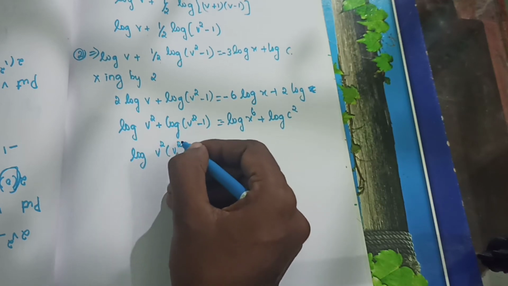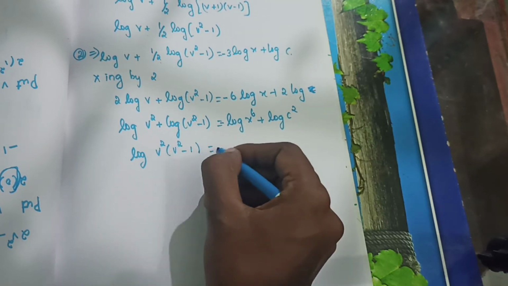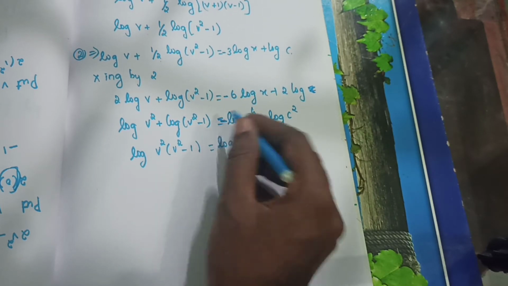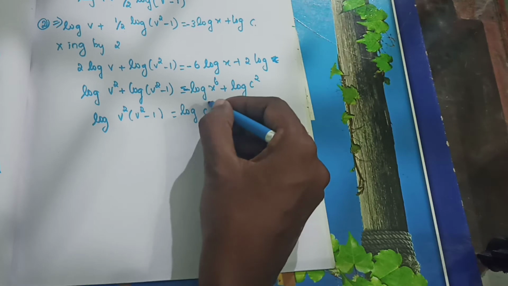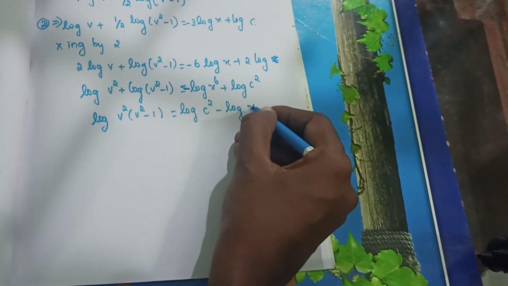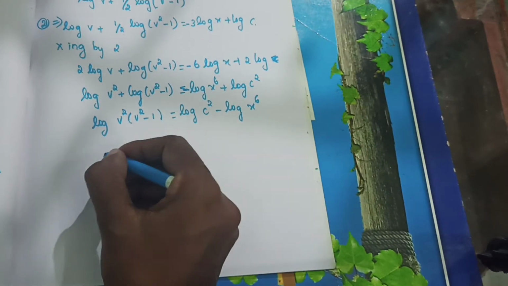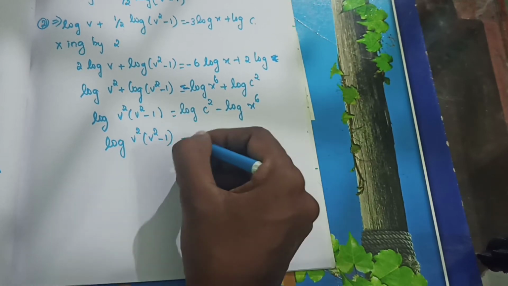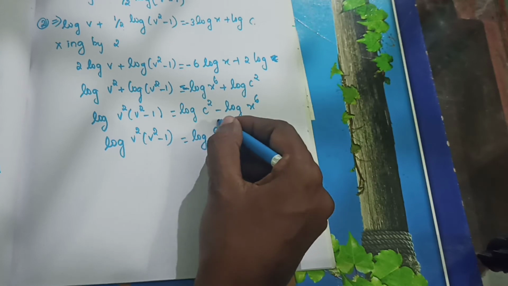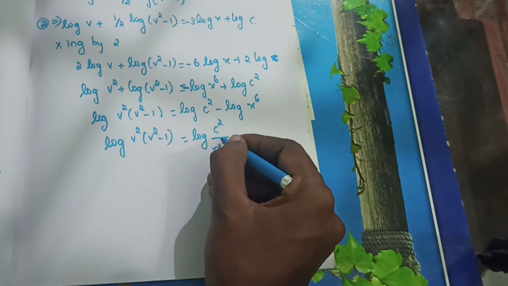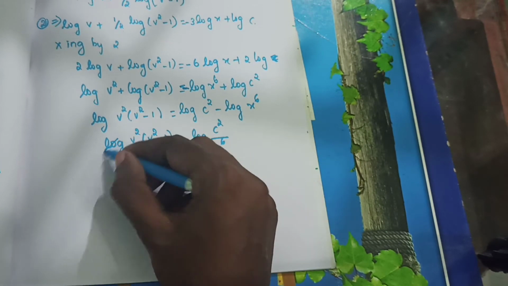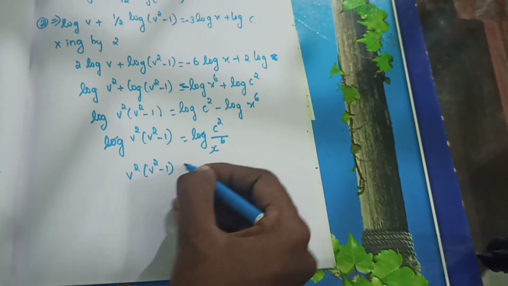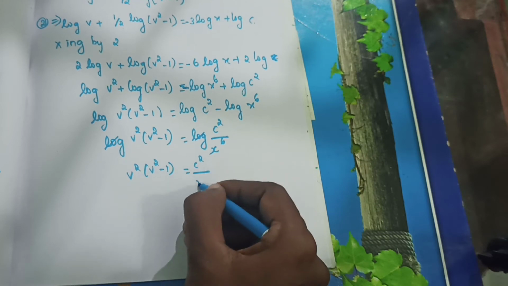So log of v square into (v square minus 1) is equal to log a plus b means, here it is minus, is it right? So minus, we will apply the next step, minus log x power 6. Log a minus log b means log a by b. So log of v square into (v square minus 1) is equal to log of c square by x power 6. Okay, so log and log get cancelled. What's the balance? v square into (v square minus 1) is equal to c square divided by x power 6.